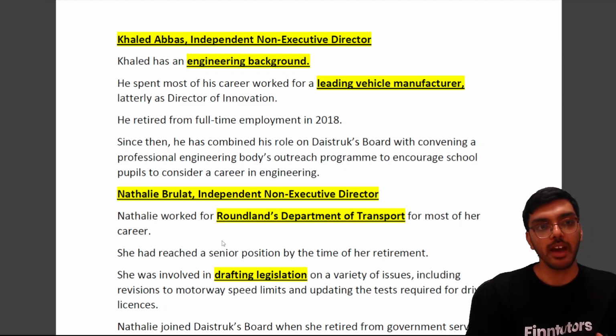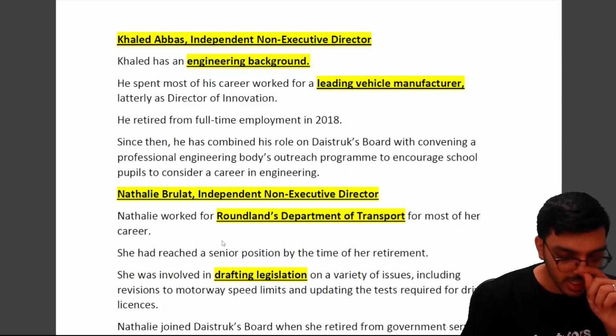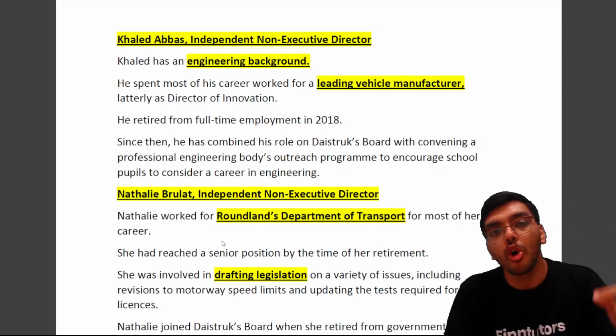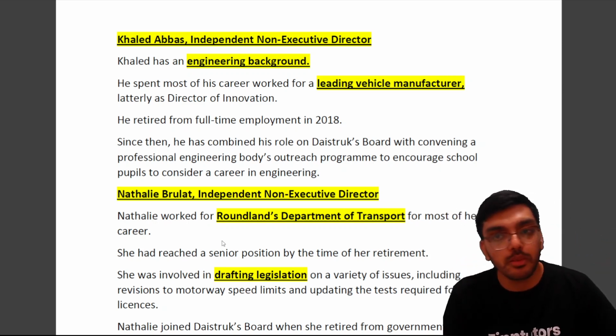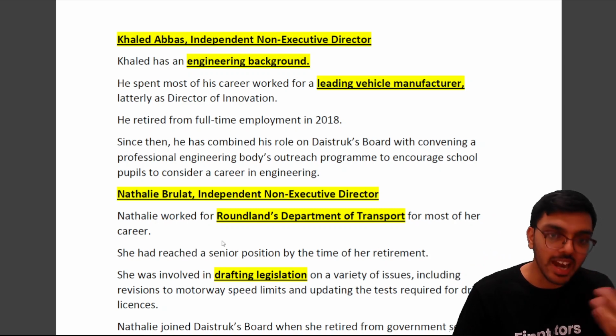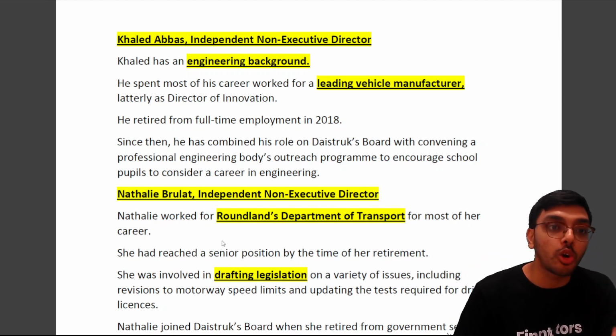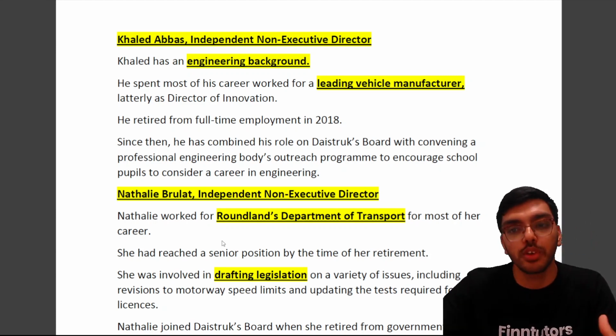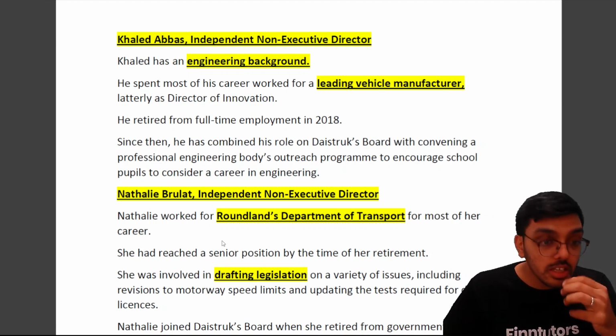So we have one non-executive director again, who has a background with a leading vehicle manufacturer. So any clients that we have in the automobile industry, he'll know what is important for them. He'll be able to advise us in a better way.